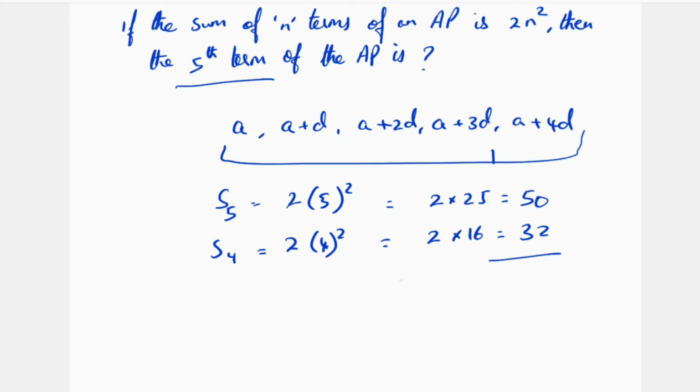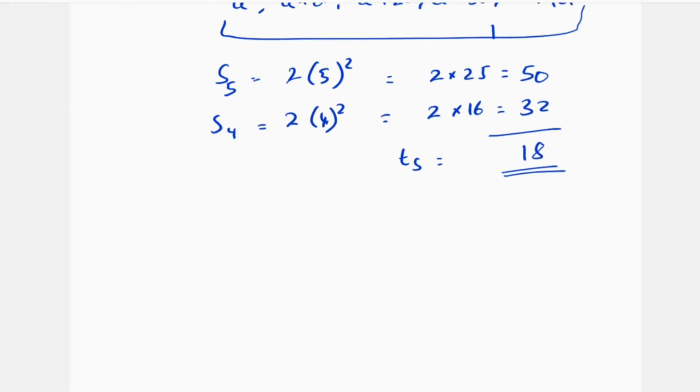So T5 is equal to S5 minus S4, which gives me 50 minus 32, which is nothing but 18. Okay, 18 is the answer. I hope this is clear. Now let us proceed to the next sum.